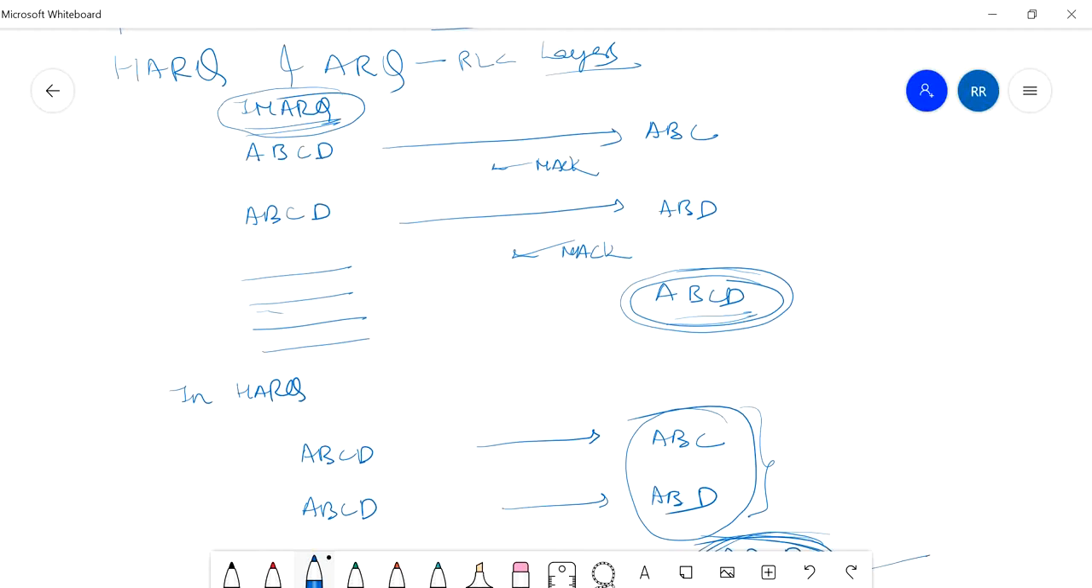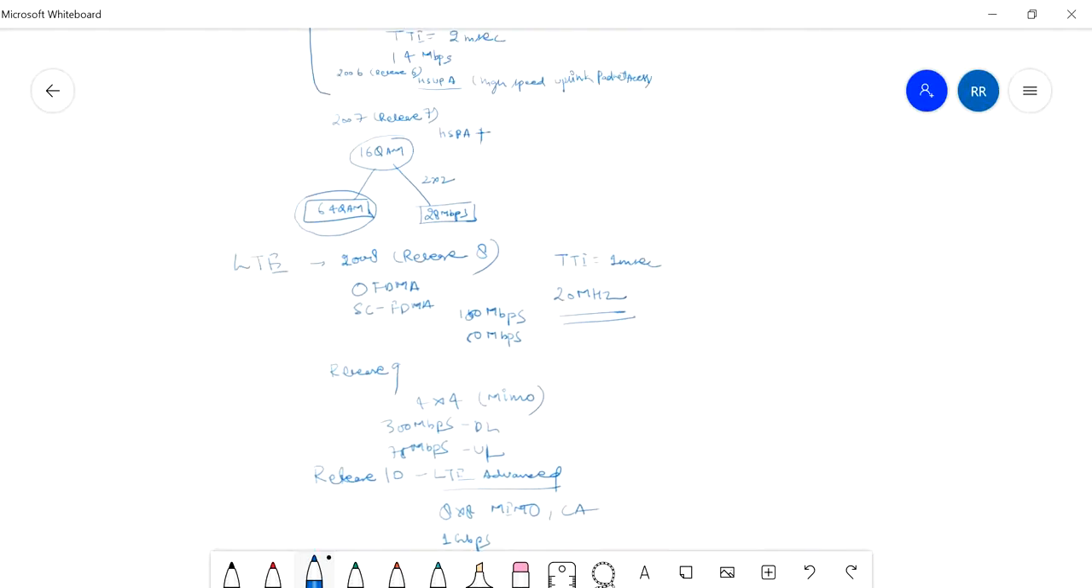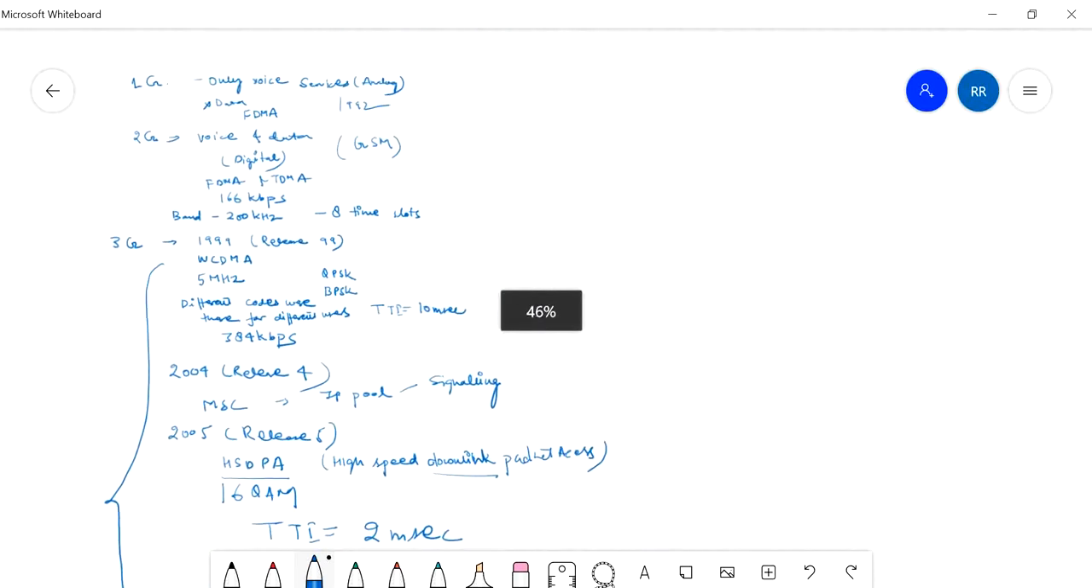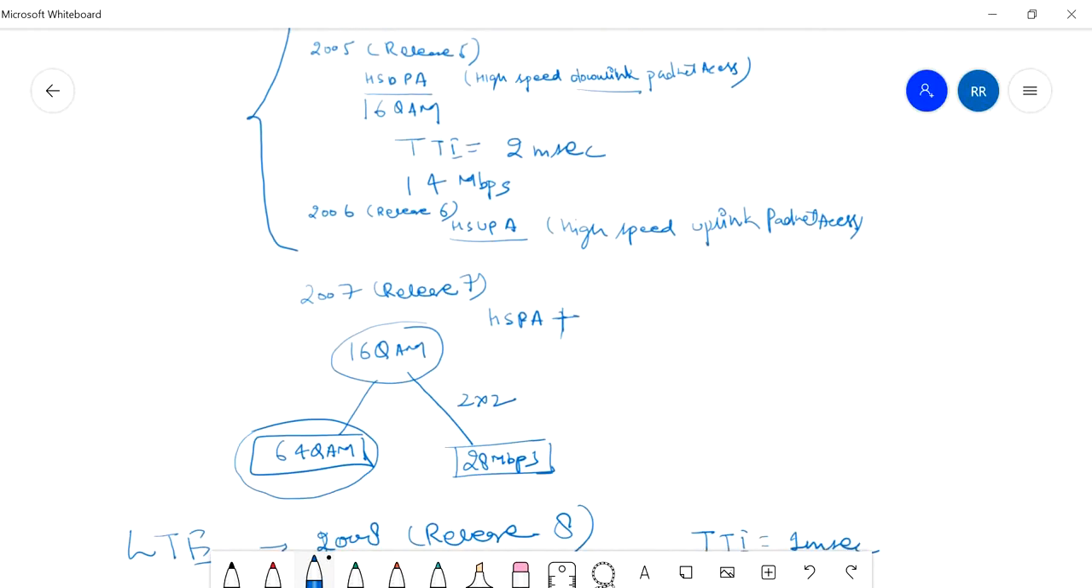So this is the broad idea. I just gave a broad idea. I thought of making this today just to give a mobile evolution overview, how it happened, what the releases are, basically how the evolution of mobile telephony happened.